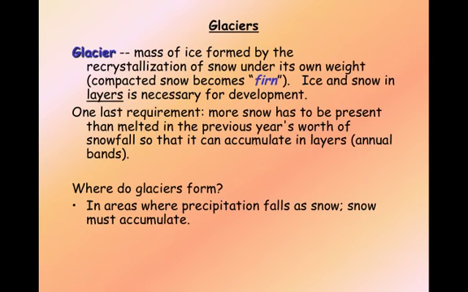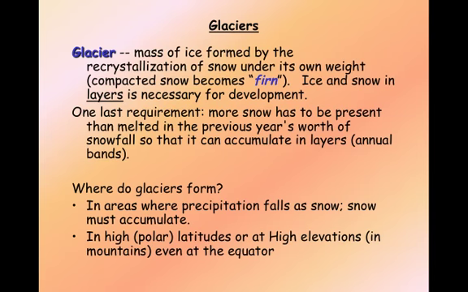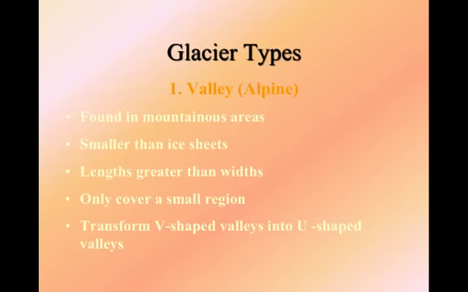And where do we get glaciers? Well, where there's precipitation, and it's usually in the high polar regions or high elevations in the mountains. So there are two types of glaciers that we've talked about. One is a valley glacier, which is in the mountainous alpine regions, and they're smaller than ice sheets. The length is greater than the width, and it usually covers a small region.